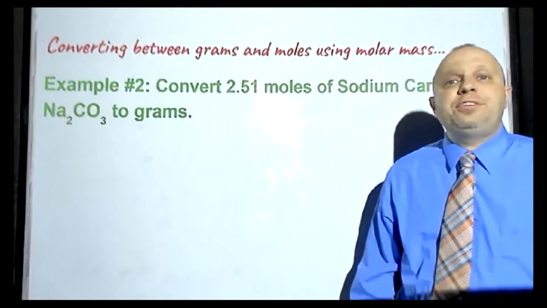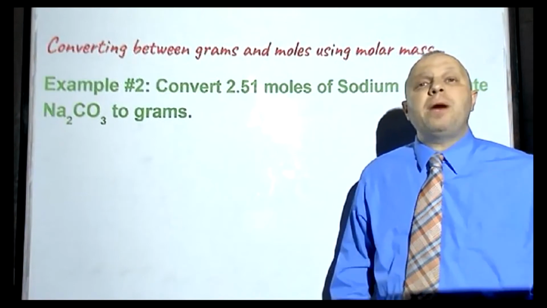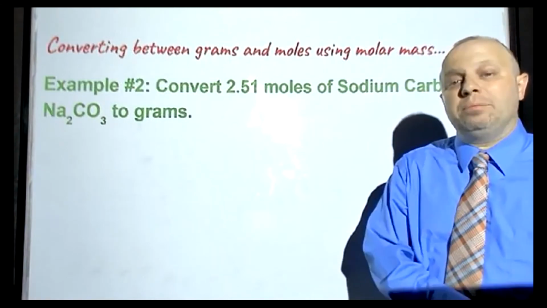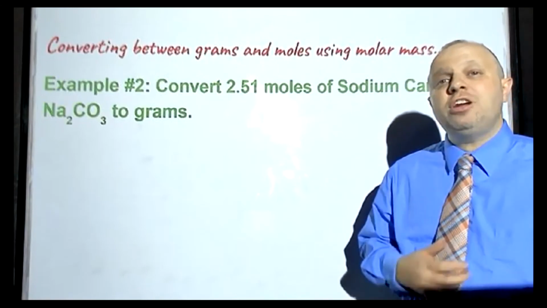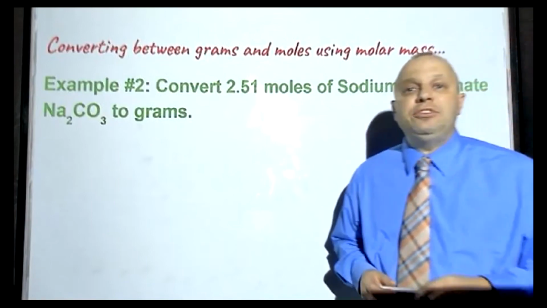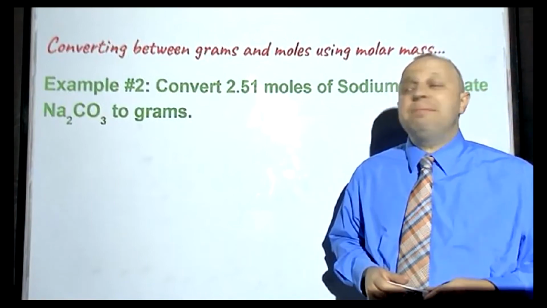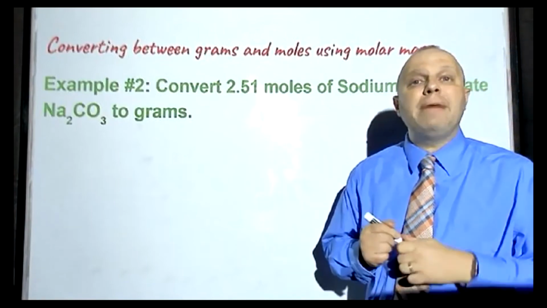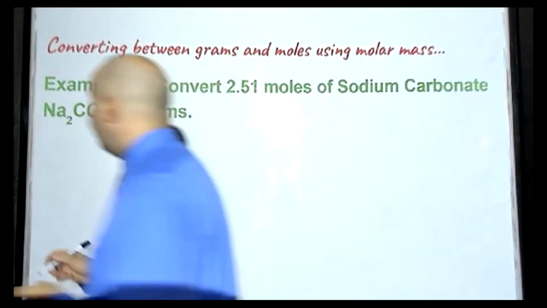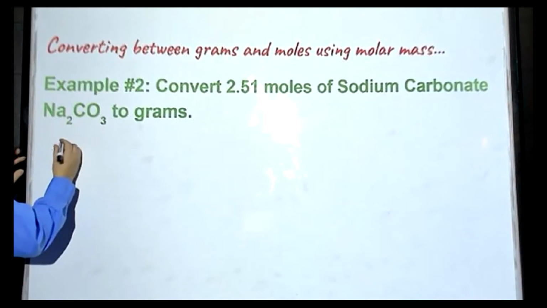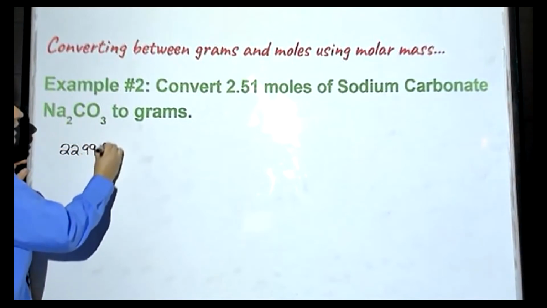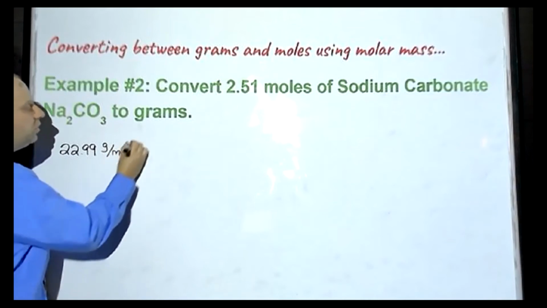Let's take a look at a second problem. In this problem, we will be converting from moles into grams, so the opposite direction of what we learned. The first thing that we need to do, just like last time, is to figure out the molar mass of sodium carbonate, Na2CO3. So the molar mass of sodium from the periodic table is 22.99 grams per mole.